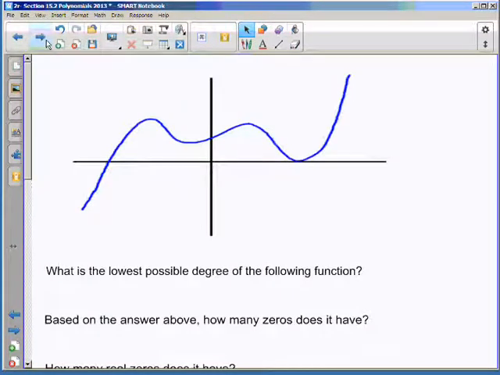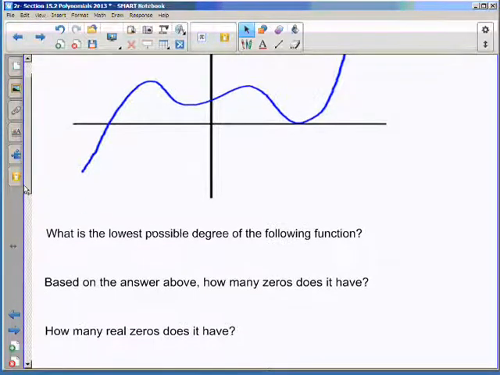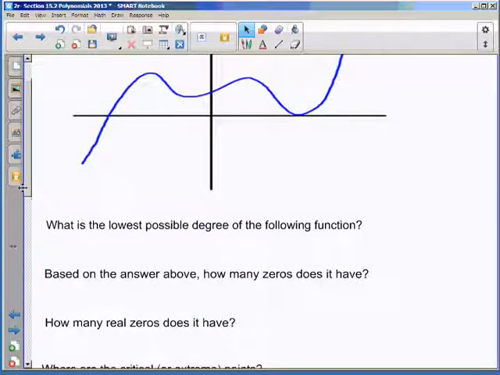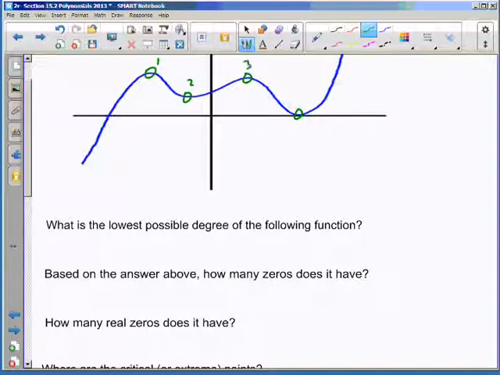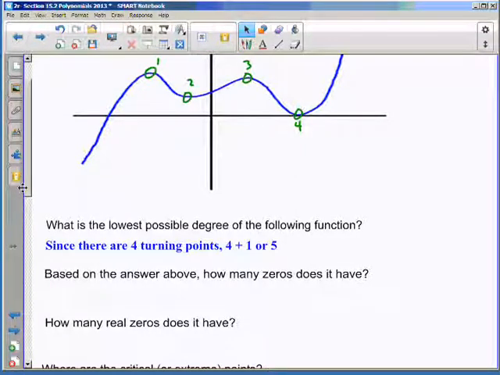All right, well, this is going to be one of your generic looking polynomial graphs. And what's the lowest possible degree of the following function? Well, if we said that the degree minus 1 tells the turning points, we could say, if we just make some assumptions, 1, 2, 3, 4, it looks like 4 clear turns. Since there are 4 turning points, we're going to have 4 plus 1, or 5 for our degree.